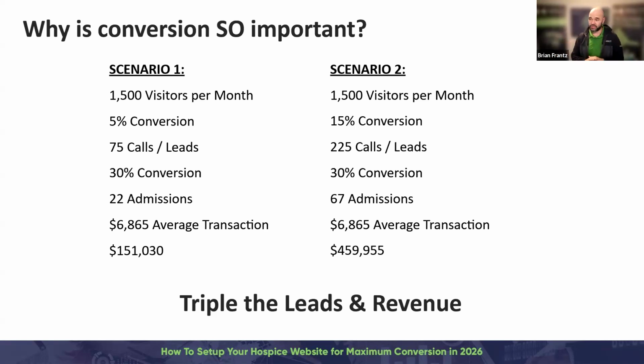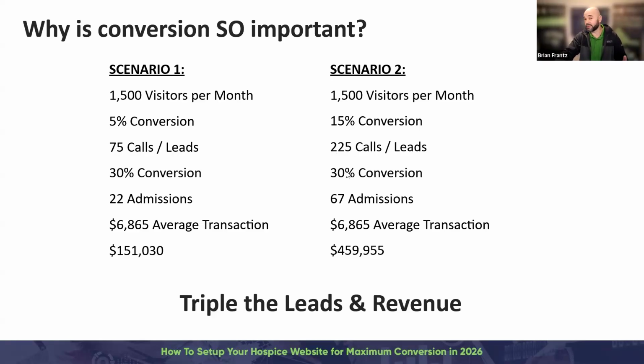Now, if we look at just increasing that conversion effectiveness by 10%, right? So 1,500 visitors, now we're converting 15%. And everything I'm going to be sharing with you today is going to set you up for success in that area. So 1,500 visitors, 15% conversion, right? So we just bumped it up 10%. So if we convert 10% more of that same traffic that you're already getting, now you're looking at many more calls and leads. Now we're at 225.